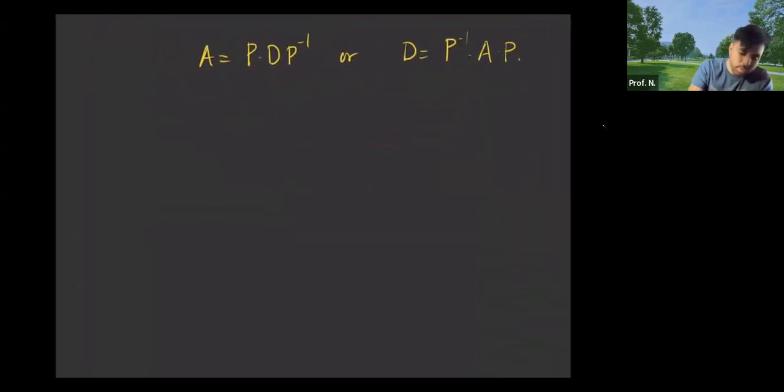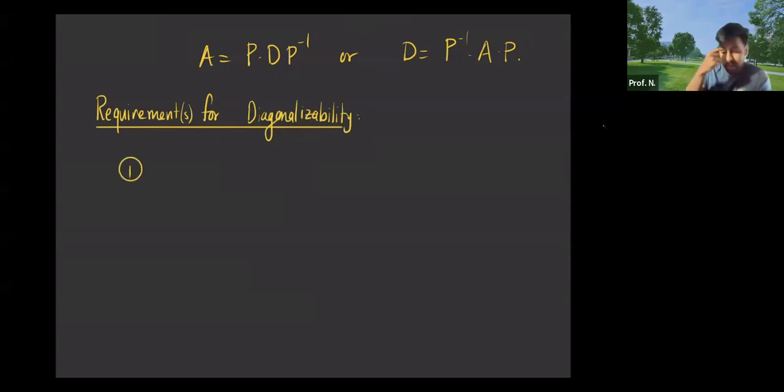So the conditions, I should say not condition, I should say requirement, for diagonalizability. The reason why I put the S in parentheses is because it really means this. The two things that I'm going to say really are the same. The two statements are the same.